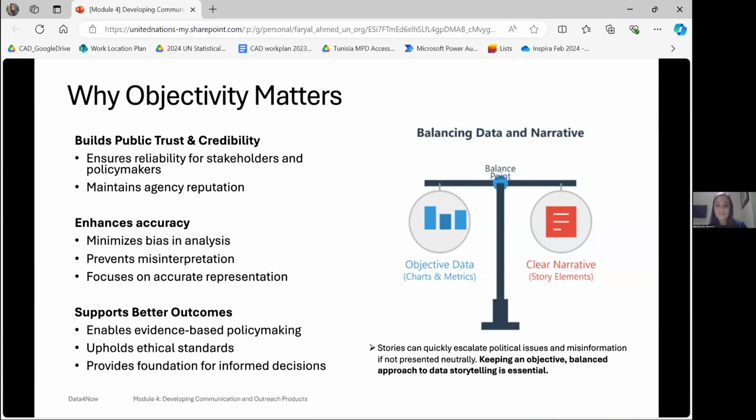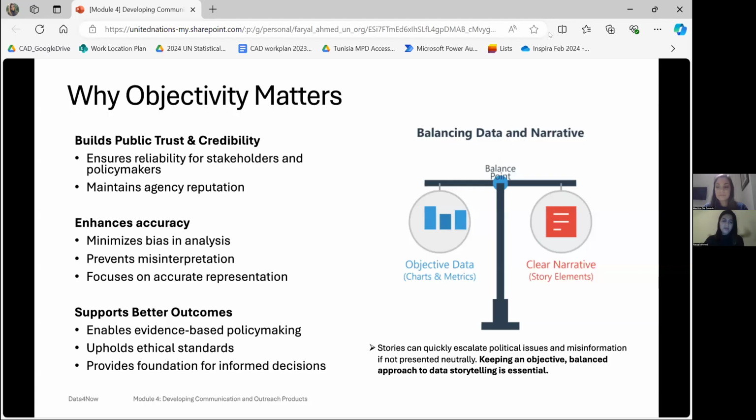So I'll be talking about why objectivity matters, also because many of us who are here in this room have some role in the production of data in official statistics, be it in communication or through communication expertise, or as a data analyst or a statistician, but we are joining here today as members of the National Statistical System, and we have an obligation to maintain objectivity.